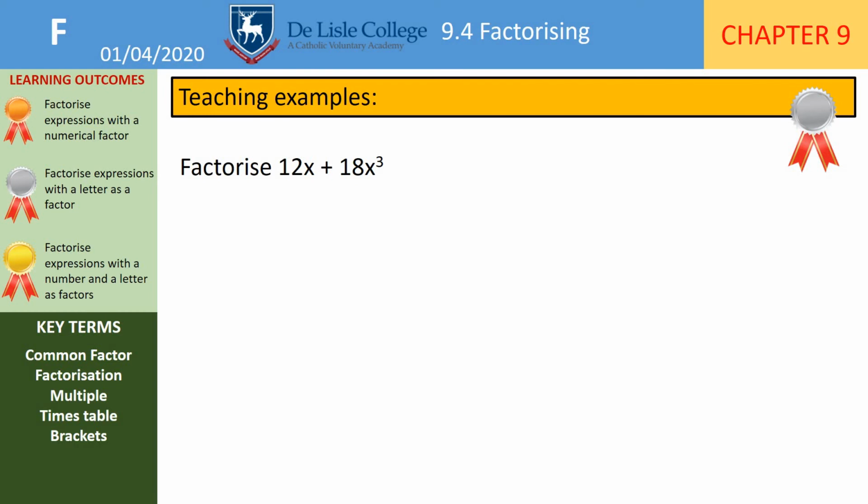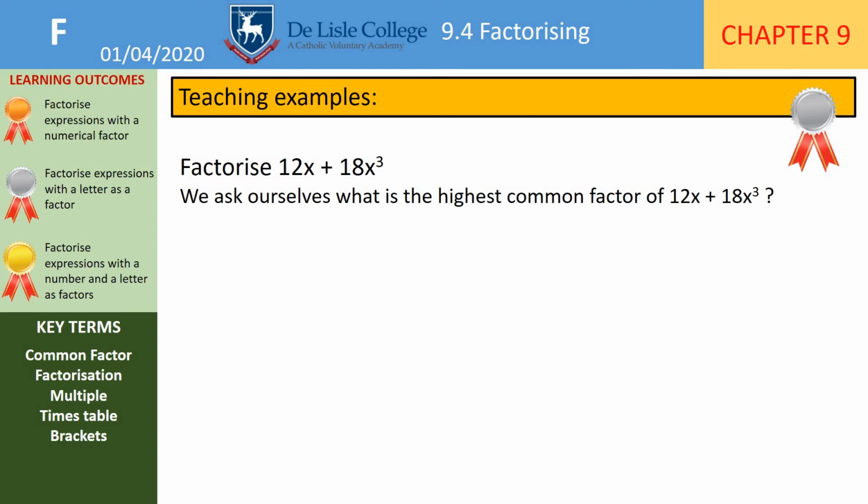Now, if we're factorising 12x plus 18x cubed, we ask ourselves what's the highest common factor of 12x and 18x cubed. Highest common factor of 12 and 18 is clearly 6. Highest common factor of x and x cubed is x, so the highest common factor of the two of them is 6x, and that goes outside the brackets.